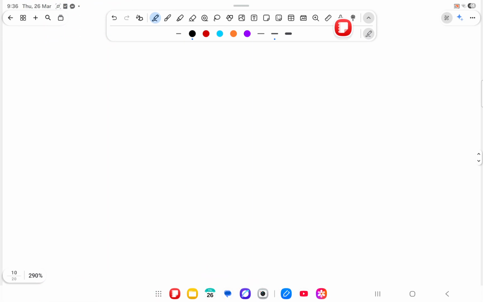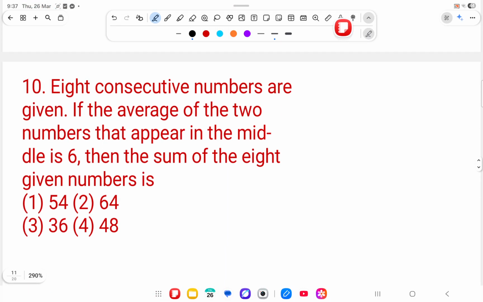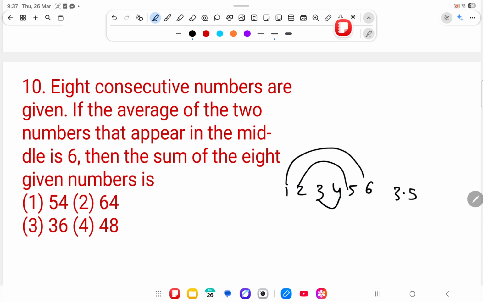Same question: 8 consecutive numbers are given. If the average of the 2 numbers that appear in the middle is 6, then the sum of the 8 numbers is, see the same concept again. 1, 2, 3, 4, 5, 6 consecutive numbers. Average of this will be 3.5. We can write it as the average of 1 and 6, or 2 and 5, or the middlemost 3 and 4. Also will be the same.